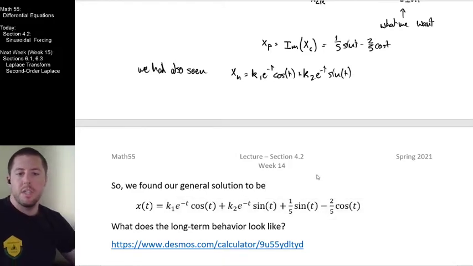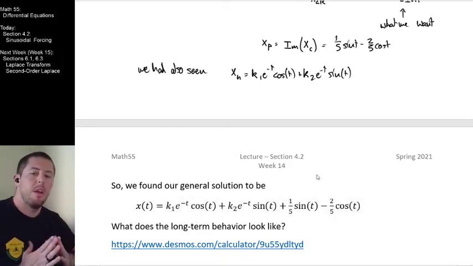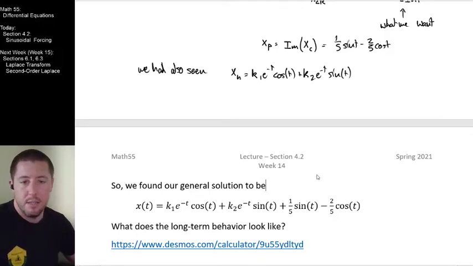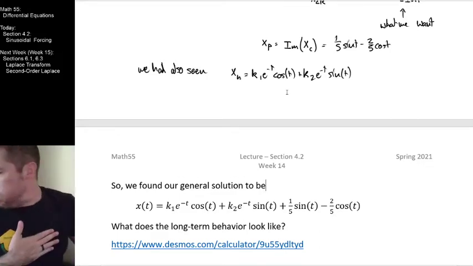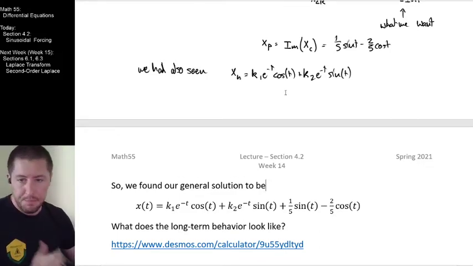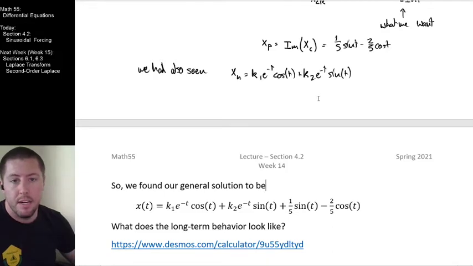And the question is, what should our long-term behavior look like? Remember in the last video, we already kind of talked about this. We said it should be the case that for any forced oscillator, for any oscillator in general, sorry, the word I was looking for was damped. For any damped oscillator, we are always going to get negatives on our exponentials, meaning as time goes off to infinity, this whole x sub h expression is going to go to 0 because we have negative exponentials, right?